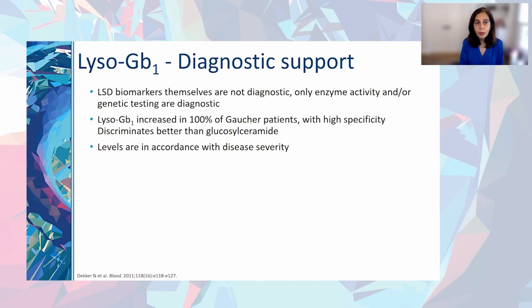The important part to remember is that lyso-Gb1 is increased in 100% of patients with Gaucher disease with high specificity, and it discriminates better than glucosylceramide, which is the precursor, or not the deacylated form of glucosylceramide, and the levels are in accordance with disease severity. So again, lyso-Gb1 is a specific biomarker for Gaucher disease, and is the one that exits the lysosomes, is easily measurable, and is really better when you compare it to glucosylceramide.